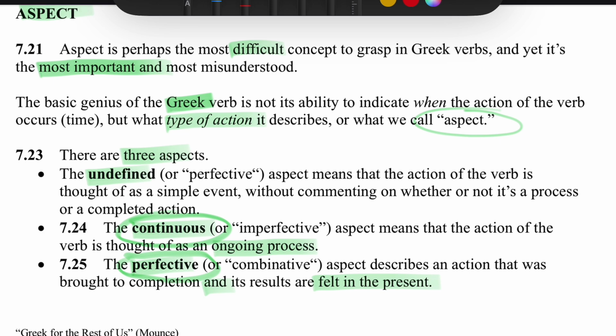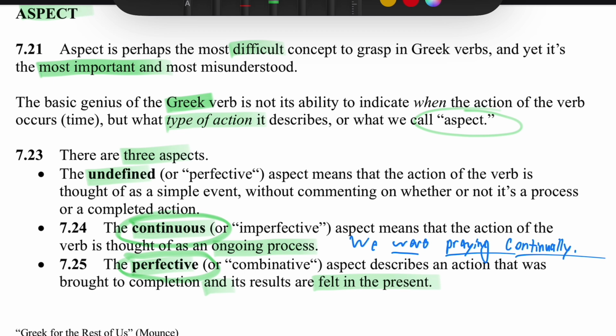So an example of an undefined aspect would be simply "God loved the world," or "he gave his son." But then a continuous would be something like "we were praying continually." So the "were" here tells us this is past time, so the time is something that happened in the past, but the aspect is continual. It's constantly happening.